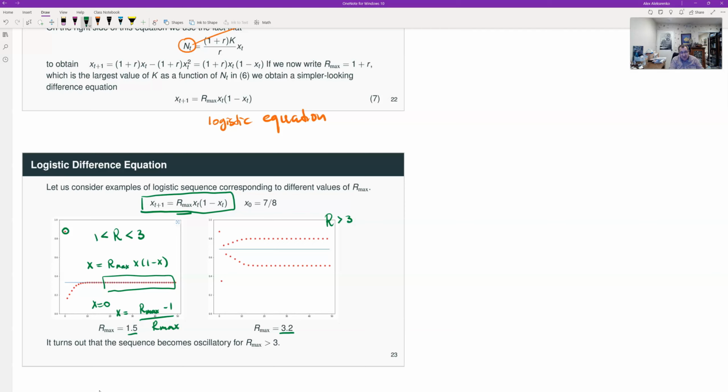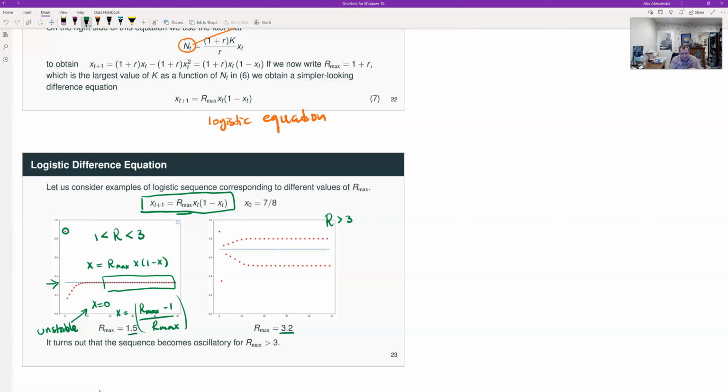So if you say x equals 0 and plug it into the model, then x at t plus 1 will come out as 0 and it will stay 0 forever. Or if you take that second solution, R max minus 1 divided by R max, and plug it into this model, again on the next step you will get the same value. So it's a steady state again. It turns out that 0 is unstable. X equals 0 means there's no population. But if there is at least a couple of members of the population, maybe a very, very small deviation from 0, then they start to reproduce and replicate and eventually grow to the steady state of the population size.